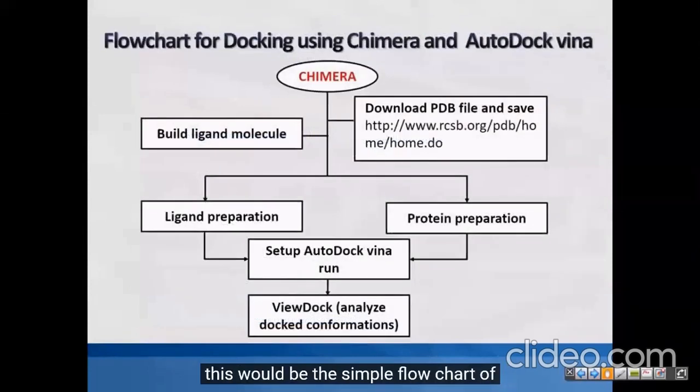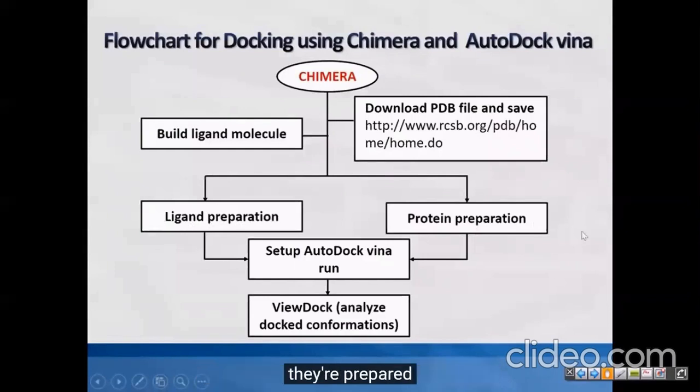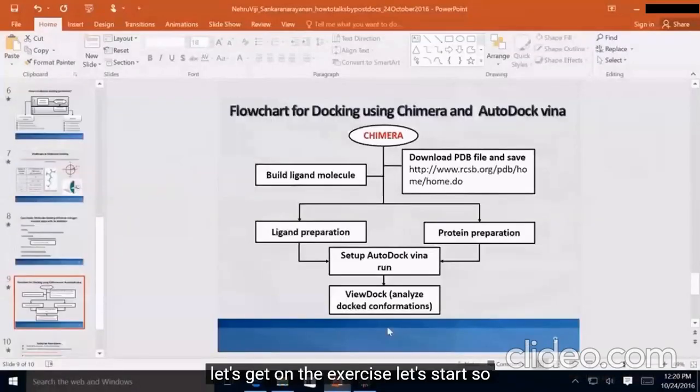So this would be the simple flowchart of what we are going to do in our open source tool. We are going to use Chimera to build our ligand molecule and get our PDB file, and we are going to process both our ligand and our protein, which we also call the receptor or protein molecule. Once they are prepared, we set up an AutoDock Vina run, and we are going to analyze the results. Okay? So now let's get on to the exercise.